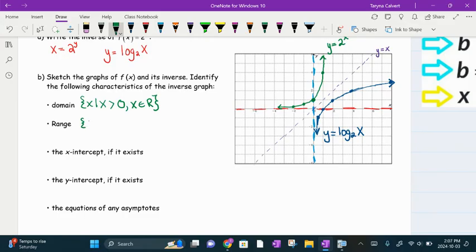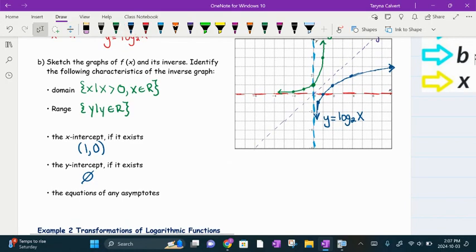You betcha. Why? Because it goes further down, further up. And x-intercept, do we have one? You betcha. So the x-intercept is (1, 0). Any y-intercept? No.